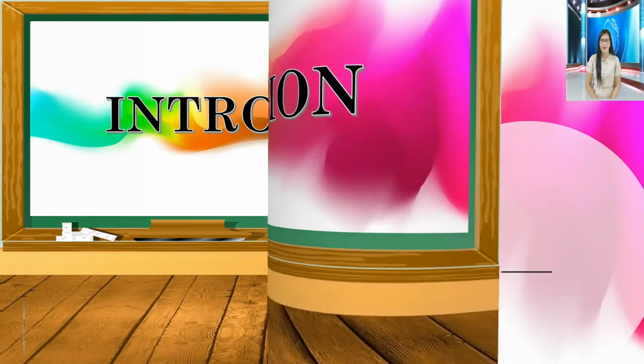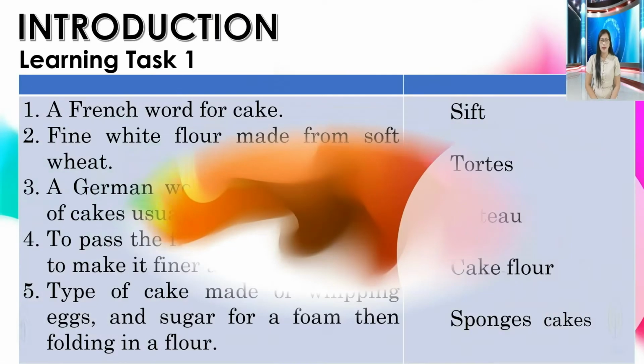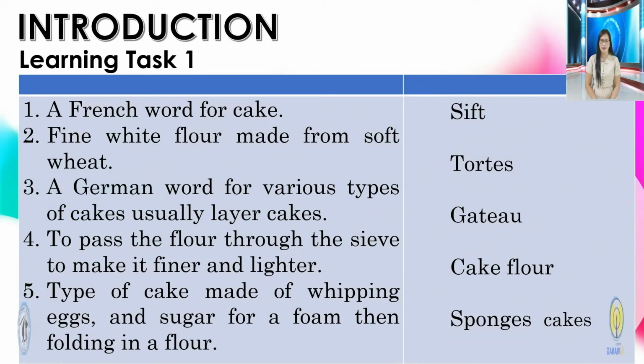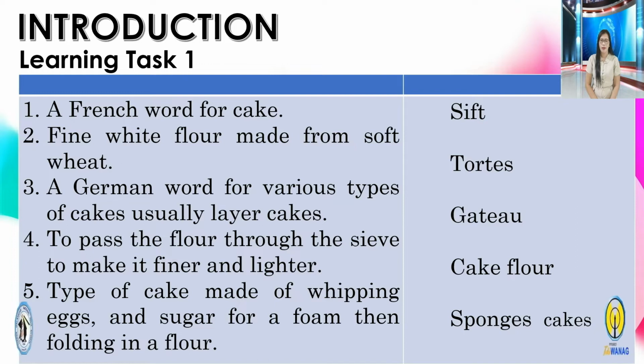To begin, please prepare your learning activity sheet to answer. For your learning task number 1, match the statement from column A to column B. You can use an arrow or a straight line to connect your answer. And you can pause this video or use the timer while answering.